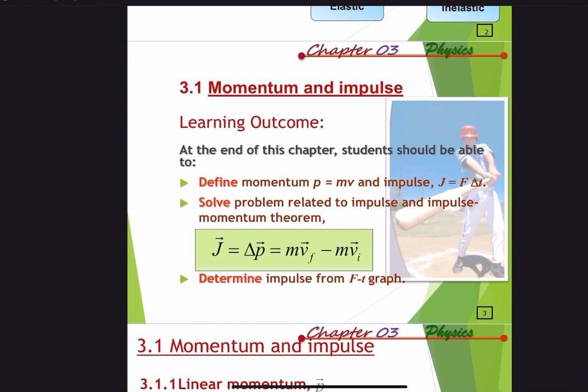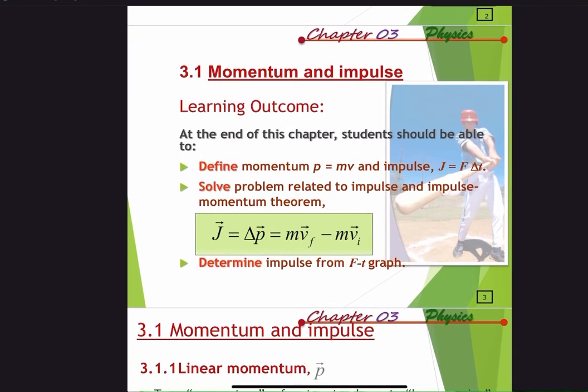3.1 momentum and impulse. Students should be able to, first, define momentum P equal to mv and also impulse J equal to F delta t. The second is to solve problems related to impulse and the impulse-momentum theorem. The equation is J, the symbol for impulse, equal to delta P, or we can write mv final minus mv initial. The third is to determine impulse from an F-t graph.